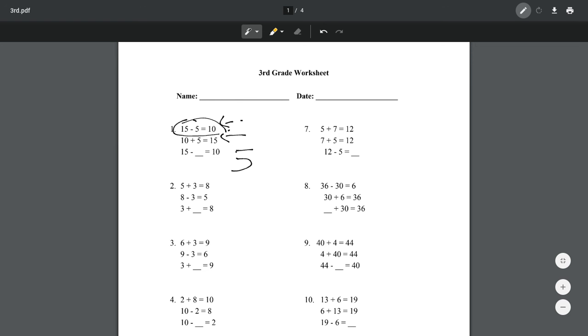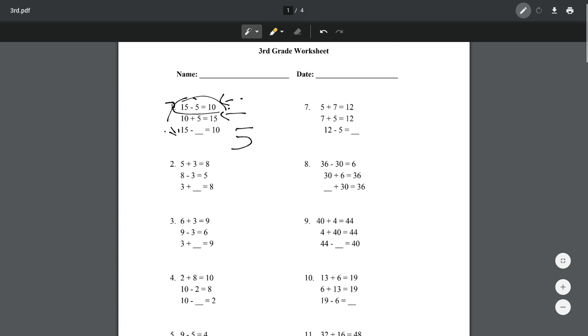And that's basically just how you're going to do it for the rest of the questions. They might not copy the exact questions like they did for number 1, but basically it's just doing addition and subtraction.